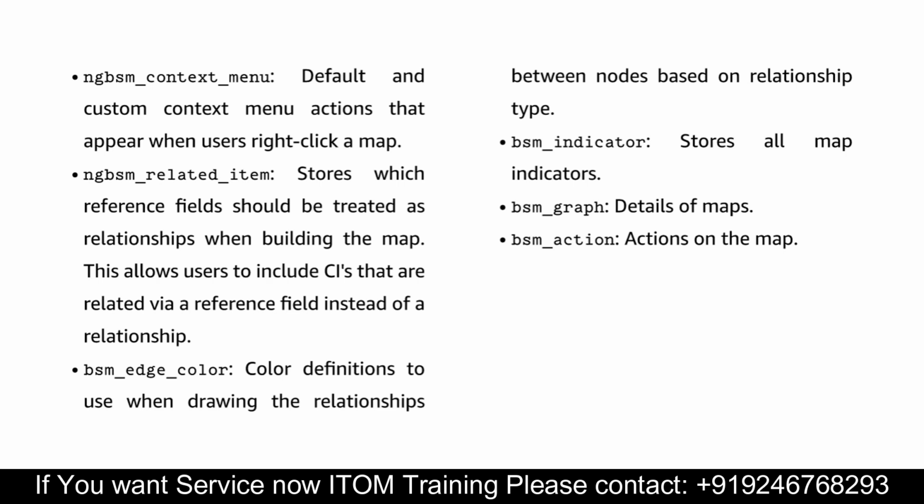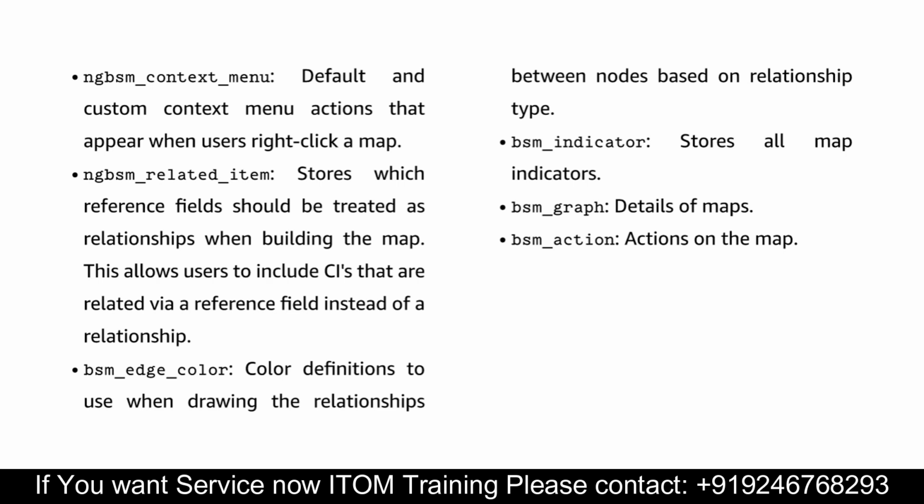So this is context menu information. What is the context menu? It is nothing but the default and custom context menu actions that appear when a user right-clicks on a map. If I right-click on a map, what kind of menu items will be there? That also you need to create and store somewhere. That information will be stored in the context menu table.